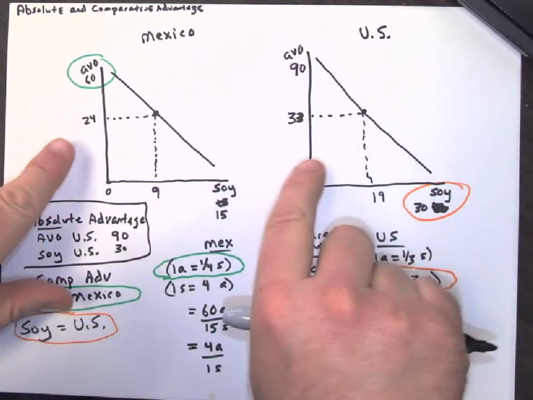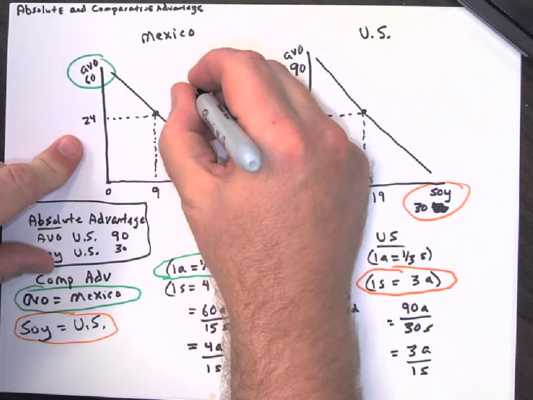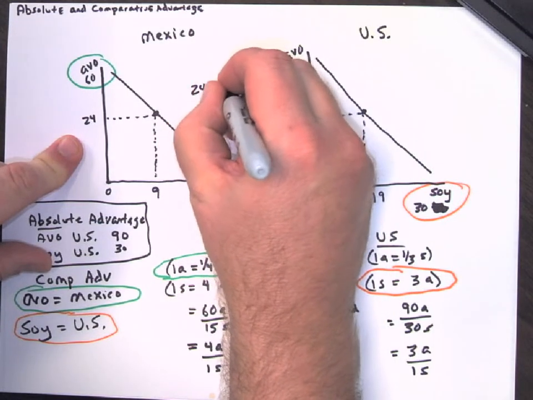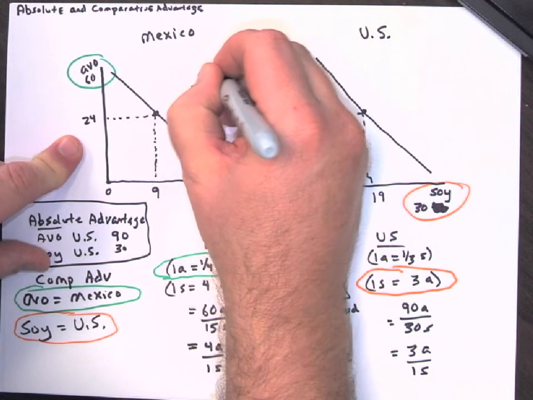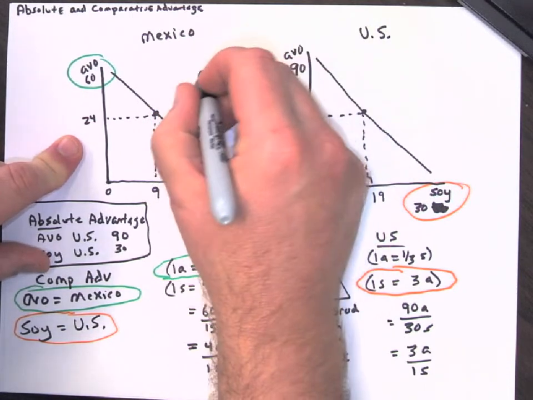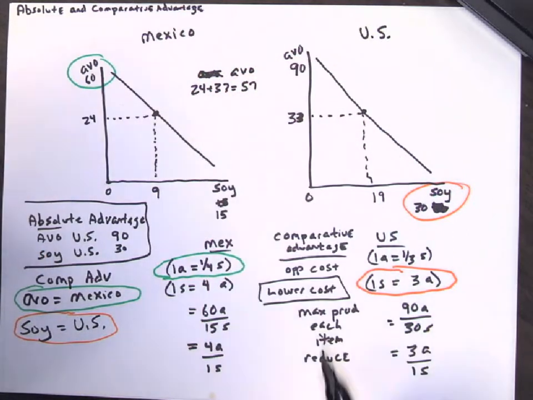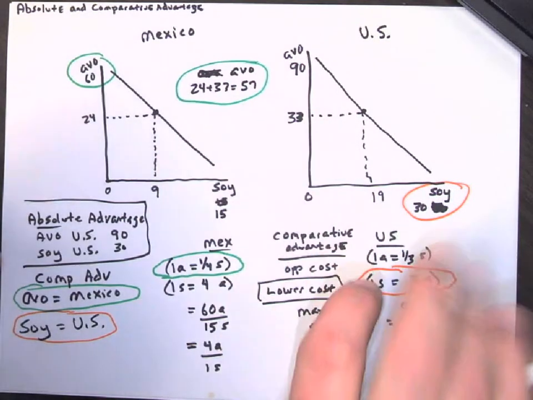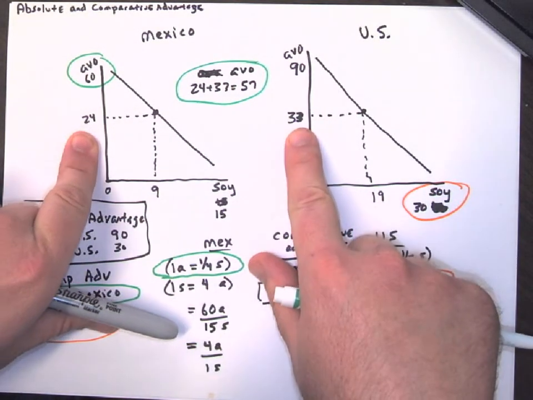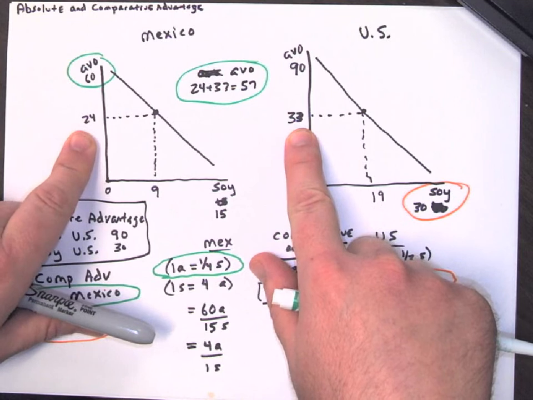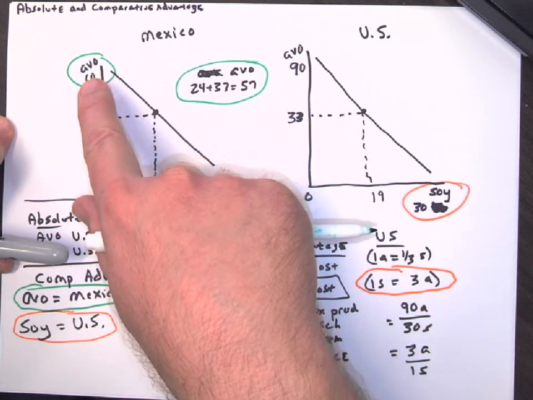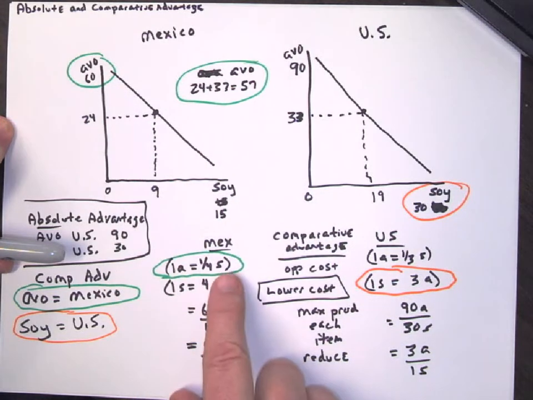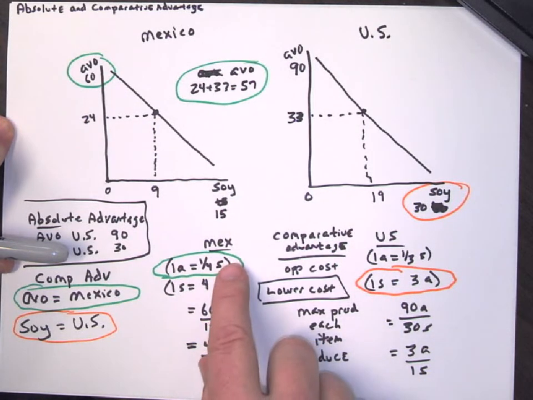The whole world right now is producing 24 plus 33 equals 57 avocados. So avocados, we're enjoying 57. If we look at the world, Mexico is making 24 and the U.S. is making 33. But we decided that Mexico is better. They have comparative advantage. That means they make it more efficiently because it costs them less, or it's cheaper for them to make the avocados.